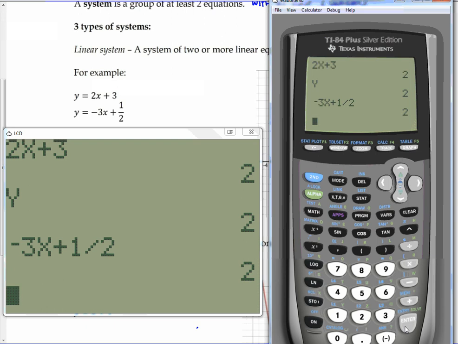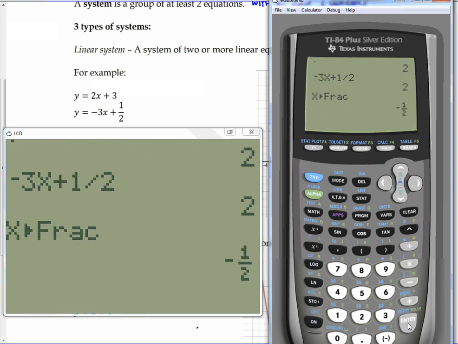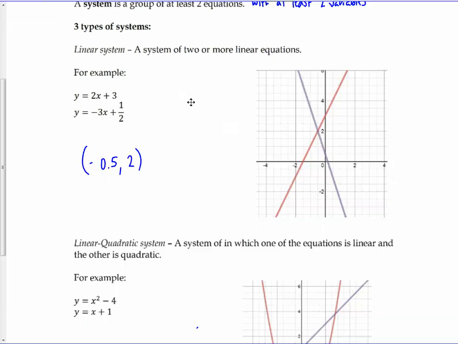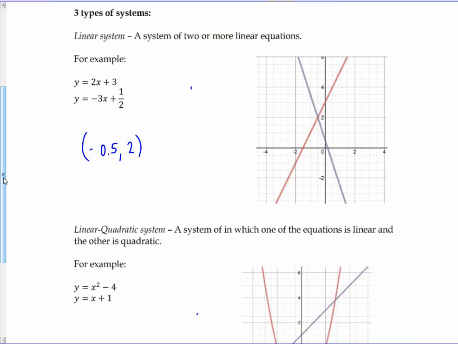This is also beneficial because if you get a decimal as your intersection point, you can change it to a fraction. You can go x, math, enter, enter, and that gives me a fraction, negative a half. So that's pretty handy too. If you get like 0.679, an ugly intersection point, we can change it to a fraction. Okay, so a linear system usually has one solution. There was infinite and no solutions, which we'll talk about later, but it usually has one.